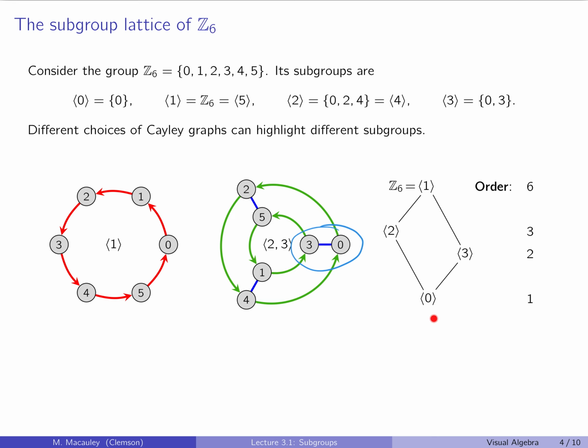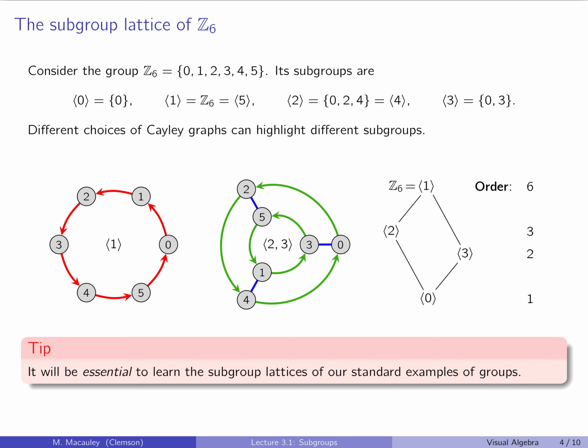Here's a subgroup lattice. Here's how those subgroups are related to each other. So be careful, the smaller numbers go up top because 1 generates the entire group, whereas 3 just generates 2 elements. Remember, that's 0 and 3.